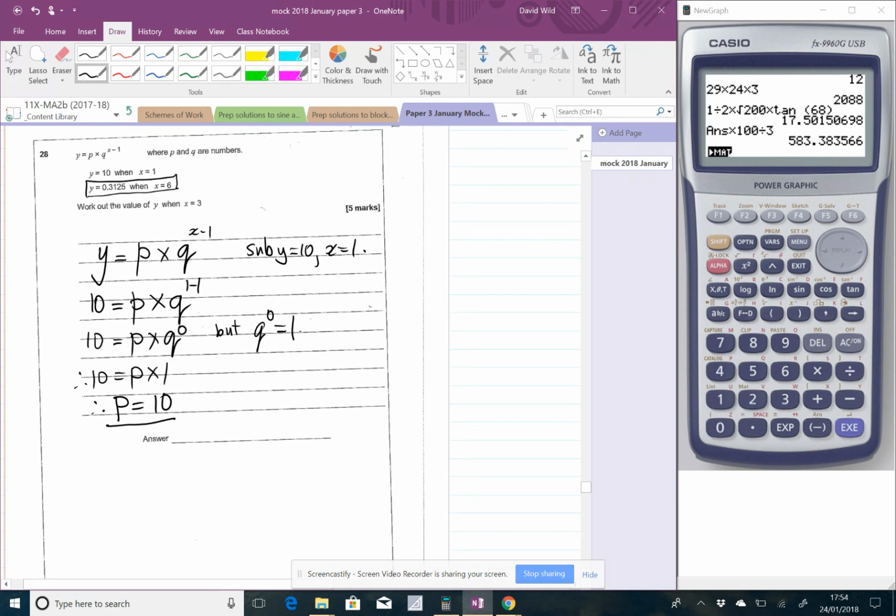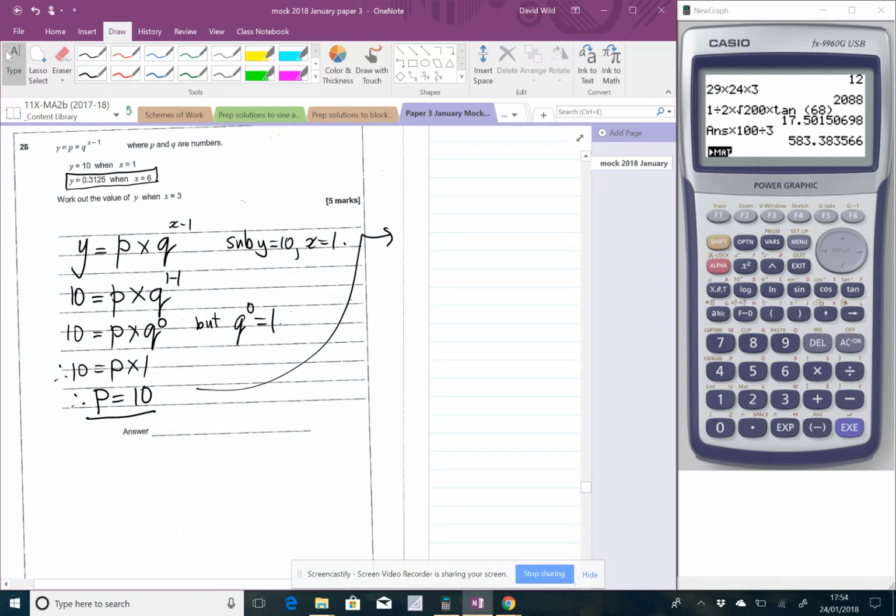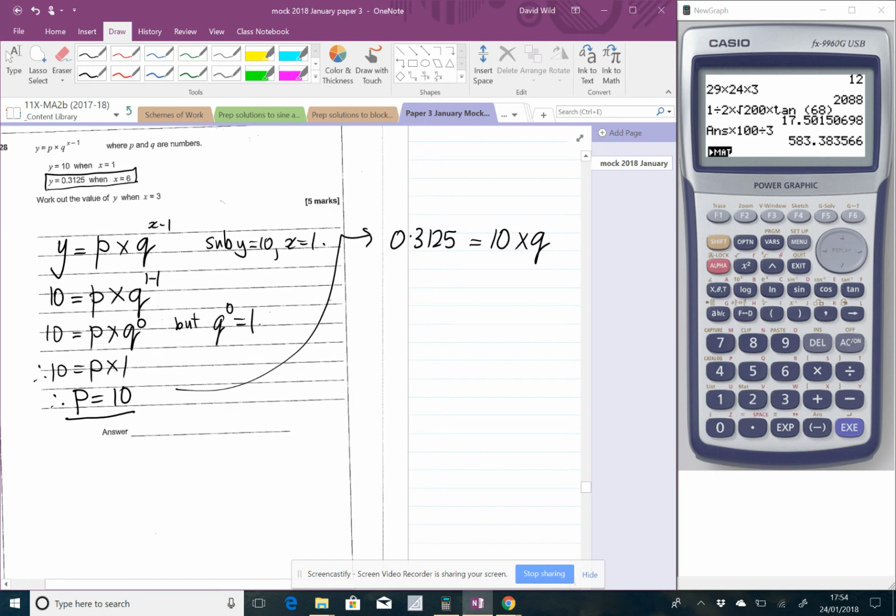Now once we've calculated that p equals 10, we can then substitute in this information. So let's do that now. Let's go up here. So we're going to substitute in y equals 0.3125 equals p, and we already know that's 10, times q to the power of x minus 1. Well, x is 6, so this is 6 minus 1, which is 5. That's 5. So how do I work out q is? Well, first thing I need to do is divide both sides by 10.